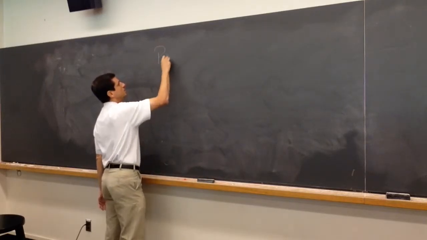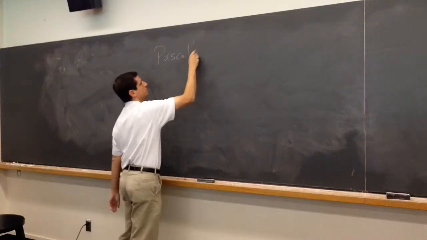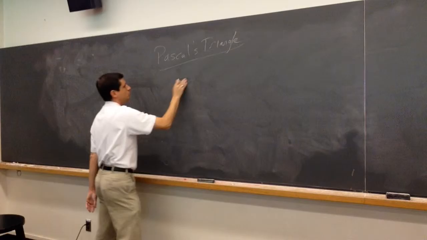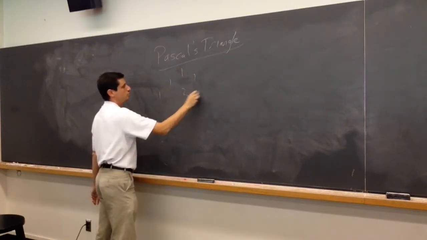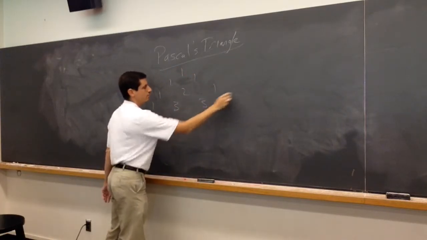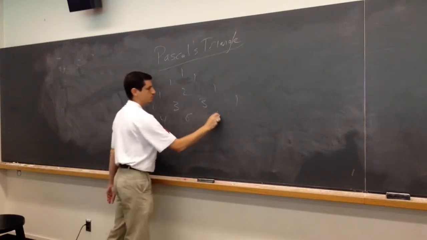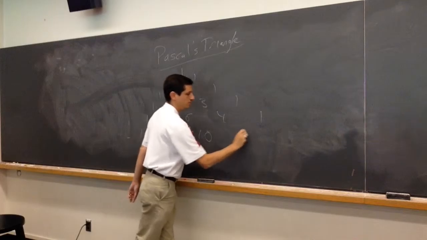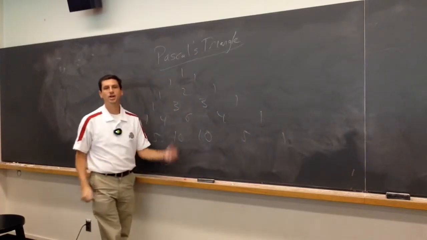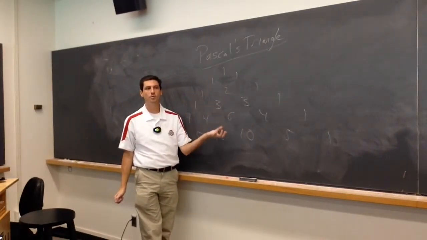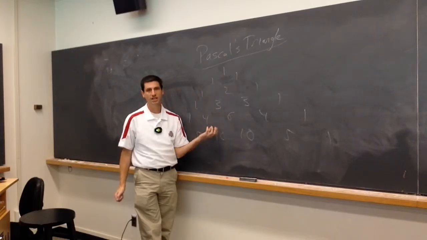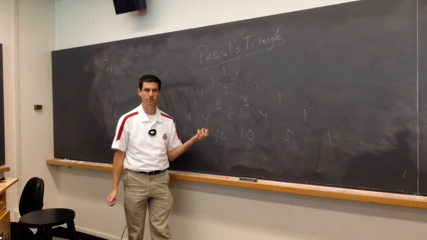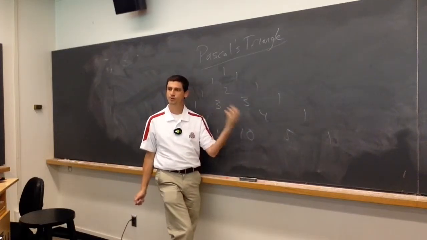So let me just quickly go back to Pascal's triangle. So we have 1, 1, 1, 1, 2, 1, 1, 3, 3, 1, 1, 4, 6, 4, 1, 1, 5, 10, 10, 5, 1. There are an enormous number of phenomenal properties lurking in Pascal's triangle. A lot of them lead to very interesting computational challenges. And so I'm going to save some of this for Friday.